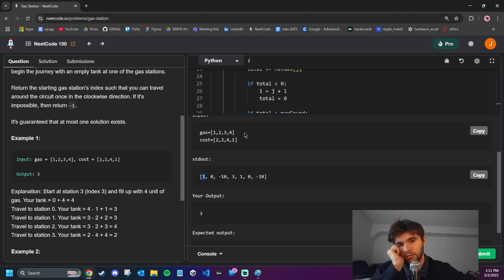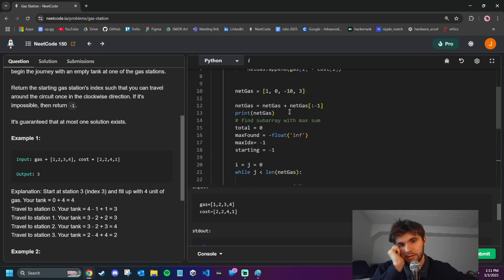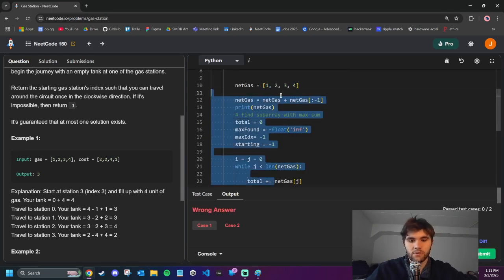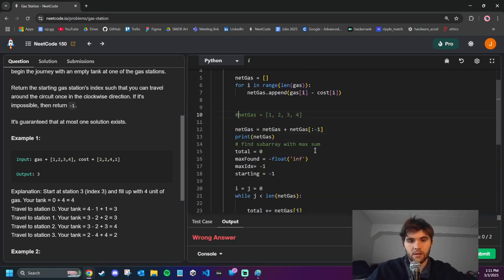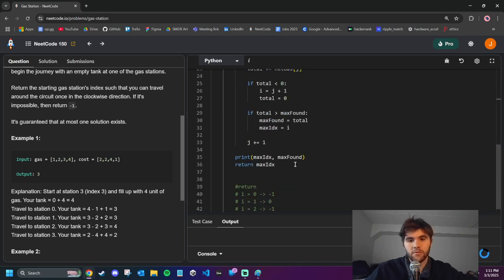But what if net gas is like 1, 2, 3, 4? Well, in this case, it doesn't actually matter. There has to be exactly one solution. Okay, how do I know if there's no solution? Let's just get rid of that for now. So how do I know if there's no solution?